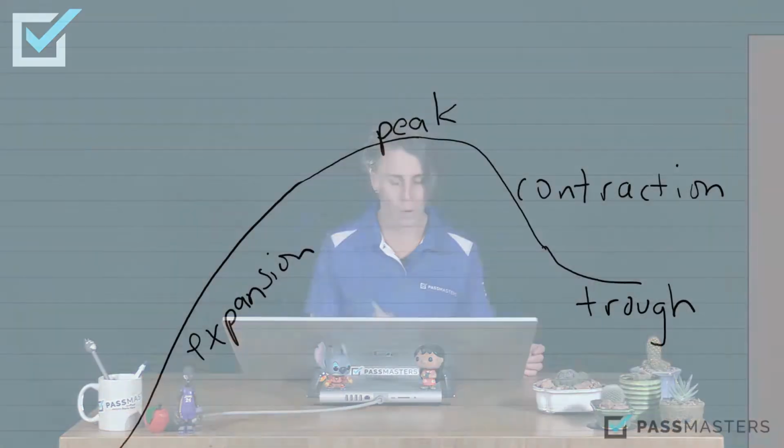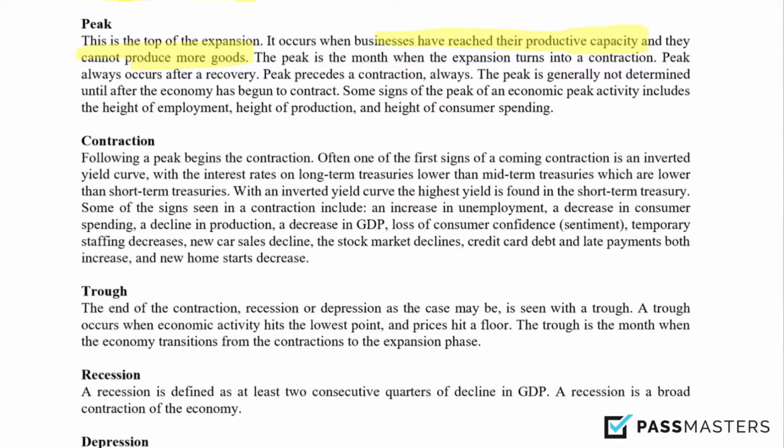What is after an expansion? Where are we in this chart? We are at the peak. The thing about the peak is you never really know when you're there until after we begin to contract. Some of the characteristics of the peak: businesses have reached their productive capacity. They cannot produce more goods. The peak is the month that the expansion turns into a contraction. It always occurs after the recovery. It always precedes a contraction.